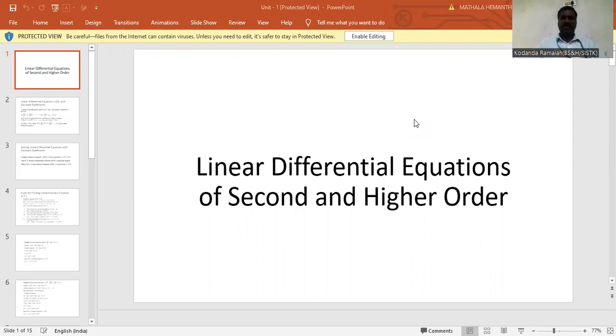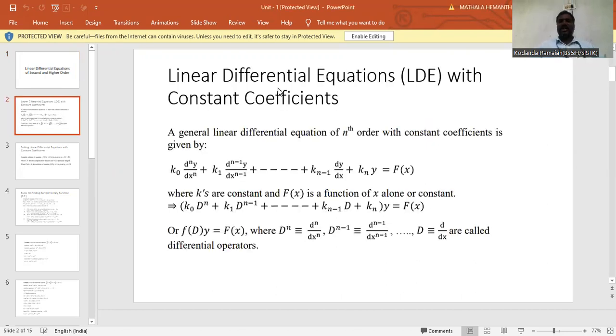So today we are going to discuss linear differential equations of second and higher order. The differential equation of second and higher order is most important for the B.Sc. courses. Linear differential equation with constant coefficients.